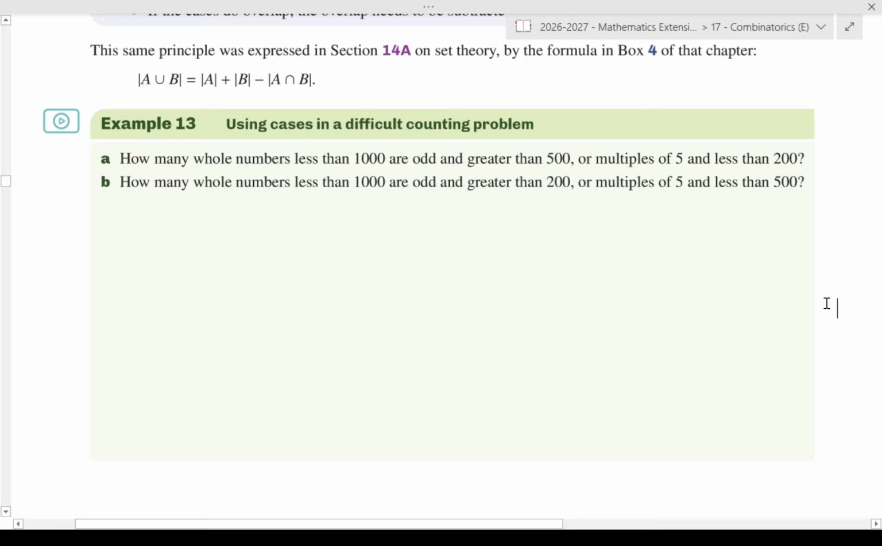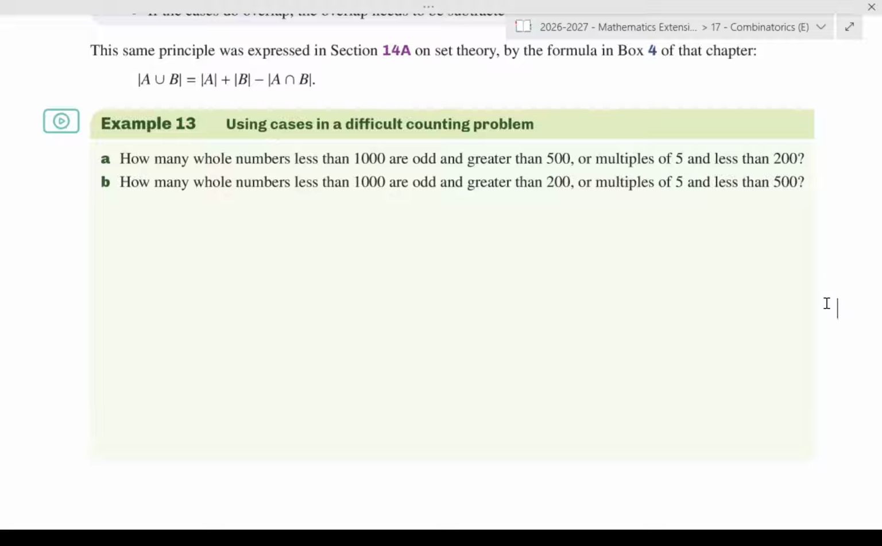All right. How many whole numbers less than 1,000 are odd and greater than 500, or multiples of 5 and less than 200? So we're starting to get situations where these numbers are getting larger. The situations are getting a bit more complex. And so we're going to use cases in here. All right, let's have a look.